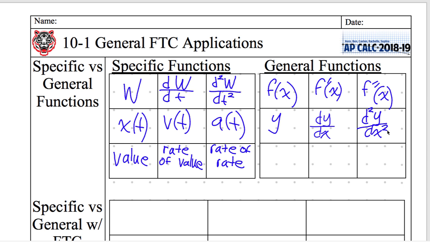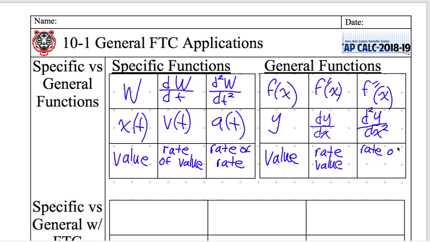But these two are the same. If you have a value, you're talking about the rate of the value, the rate of the rate. It's still a general function, but I'm not saying anything new. This is all review. If you have a value here, then it's going to be the rate of the value, and then the rate of the rate.